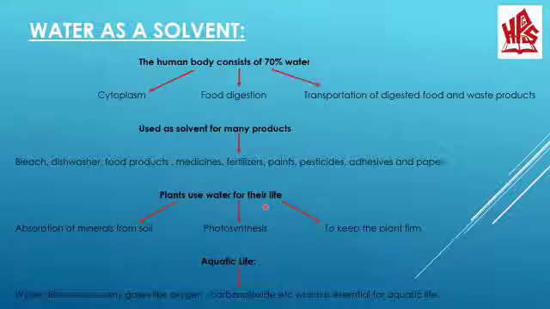Plants also use water for their life. For plants, minerals from the soil must be dissolved in water before they can be absorbed by the roots. Water then transports the dissolved minerals and the food made by the leaves of the plants to the other parts of the plants. Water is essential to the life of plants. Plants use it as a raw material to make food during photosynthesis. Water also keeps the plants firm, turgid, so that they will not wilt.